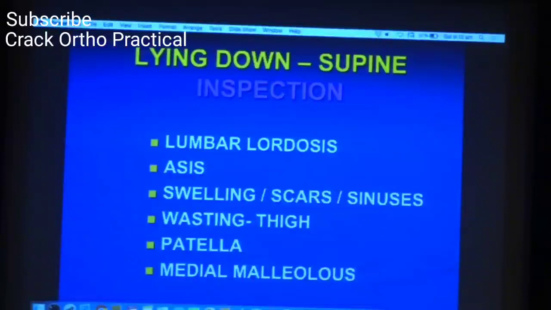And when you move from proximal to distal on inspection, the first thing which you have to tell us is whether there is an exaggerated lumbar lordosis or not. What is the position of the affected side anterior superior iliac spine in comparison to the normal side? Is there any swelling in the region of the hip? Any scars, sinuses, healed or active? Is there any wasting in the thigh? So you're moving from above downwards in a sequence and nothing gets missed out, because the majority of these patients will be having a wasting of the thigh muscles.